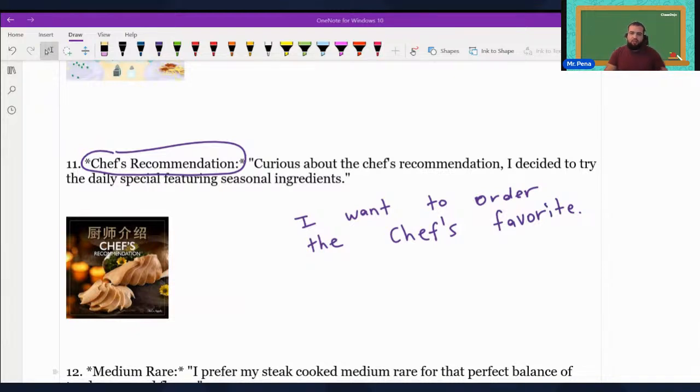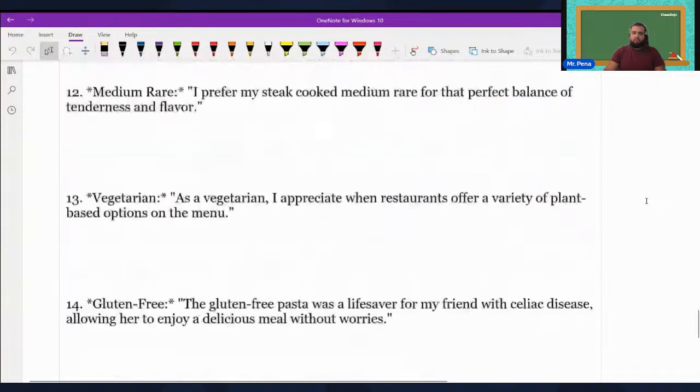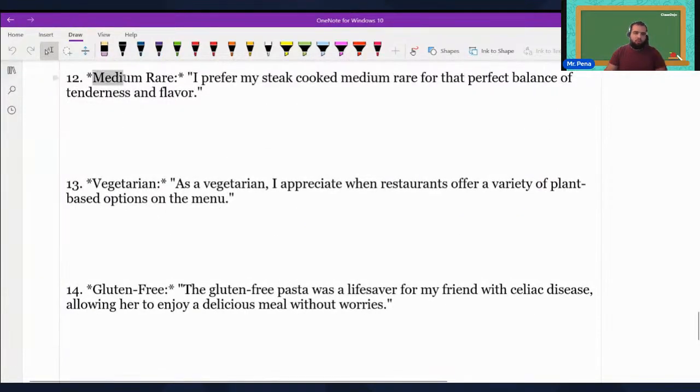Recommendation is a big word. So instead of saying recommendation, you can say favorite. Nice to meet you. Sleep well. I hope to see you again, Mr. Hisley. Very nice name. Very nice gentleman. So, chef's recommendation. I want to order the chef's favorite. Now we have 4 more.